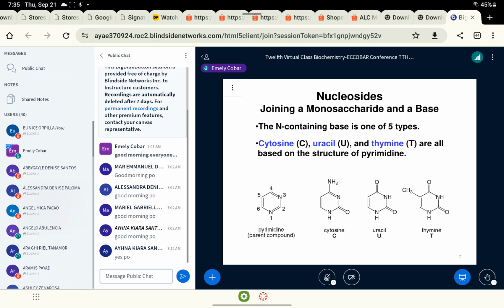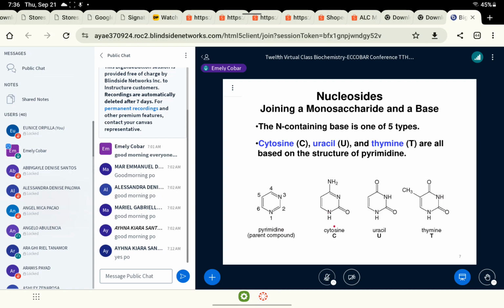Next, let us look at the bases. The nitrogen-containing base is one of 5 types. Looking at the first set of nitrogenous bases, we see the similarity in their structure. They are made up of one cyclic ring with six members, and of course we also see nitrogen. All of them have nitrogen and oxygen.